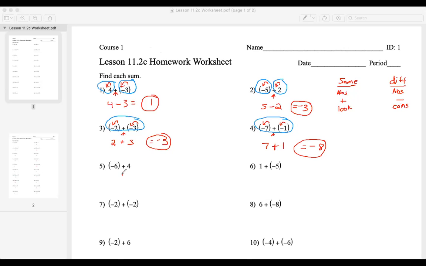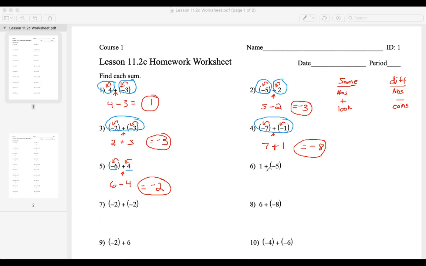Number 5 and number 6. Hey, look, we're adding. We are adding a -6 and a +4. That's different signs. Different signs says take the absolute value of both numbers. That's 6 and 4. And I'm going to look at the rule. Different signs says you subtract. So we subtract. 6 minus 4 is 2. We go back to the original numbers. Do we have more negatives or more positives? We have, in fact, more negatives. So we get -2 as the answer.